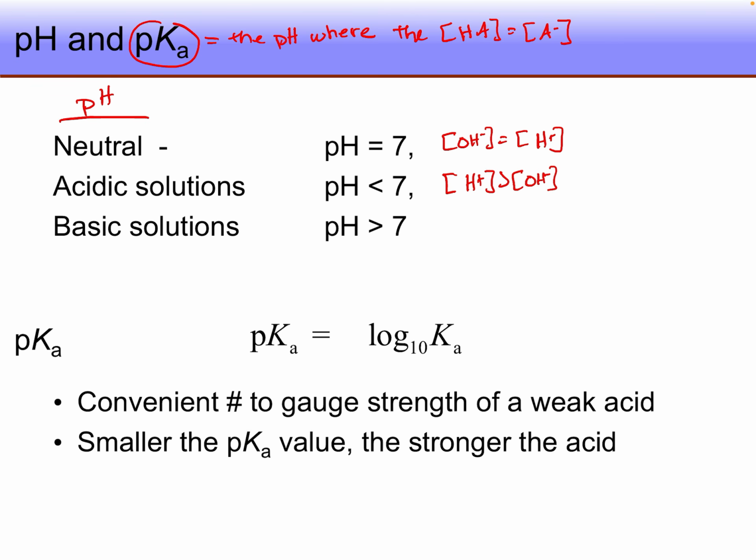But what I want you to think about when you're talking about weak acids and weak bases is that our frame of reference now becomes the pKa. And the pKa is used to describe the relationship between HA and A minus, not OH minus and H plus as much. It's a convenient way to gauge the strength of a weak acid.